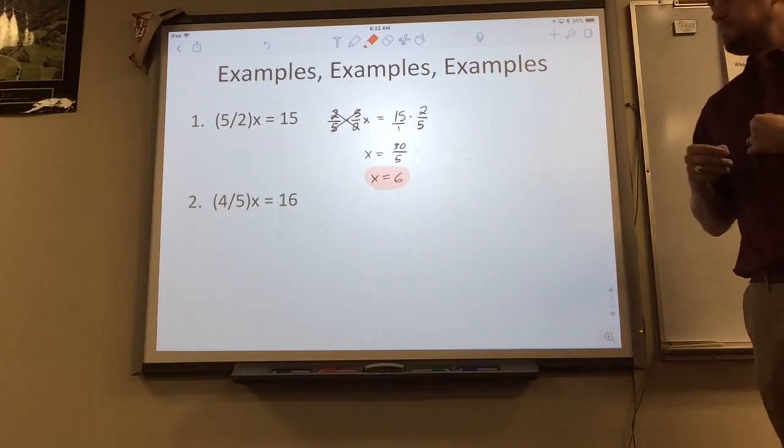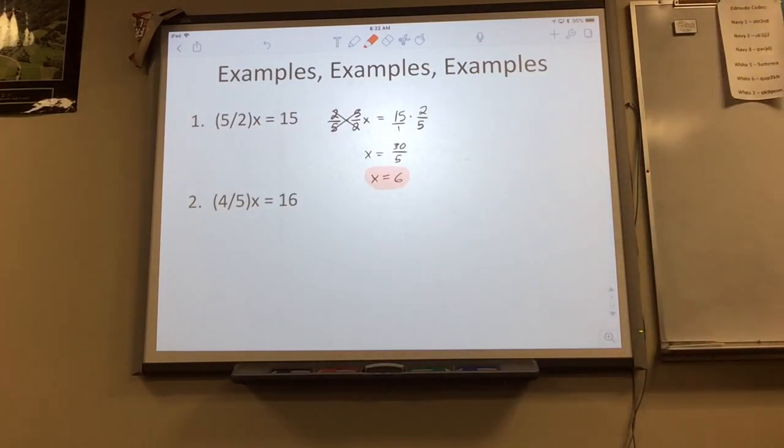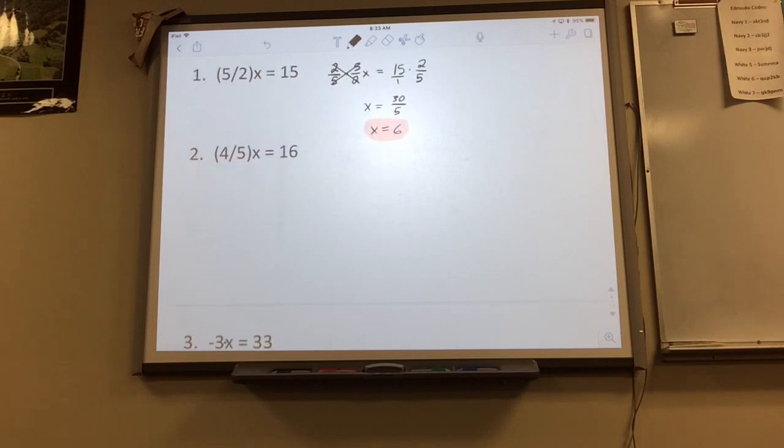Later today, I will show you an easier way, well, a way that I think is easier to do this problem. But right now, multiply by the reciprocal. We're trying to do the next one. Yep. It's your turn.